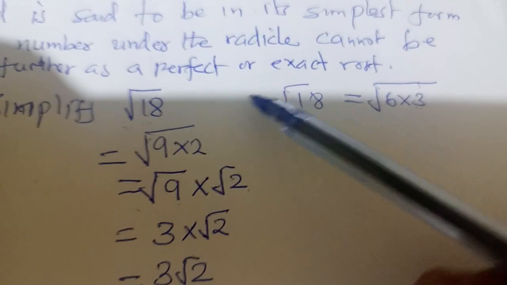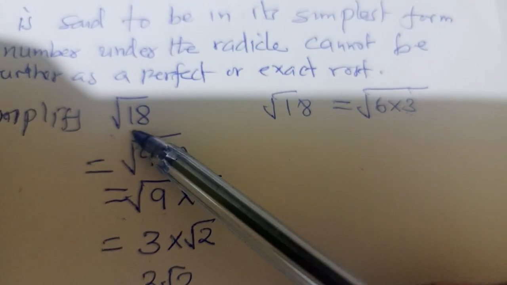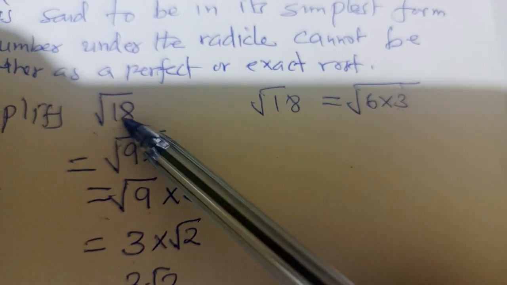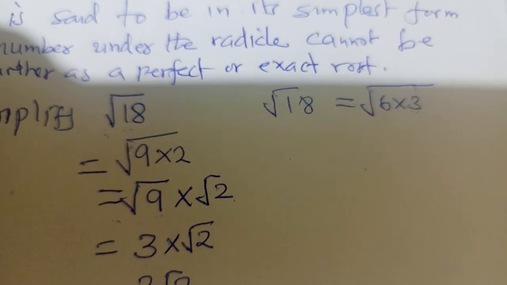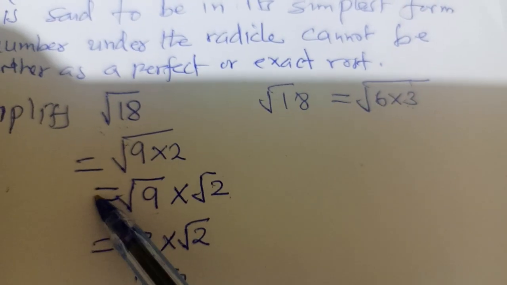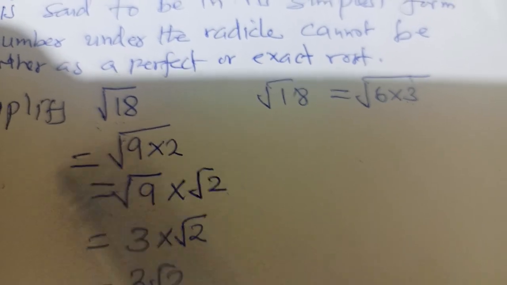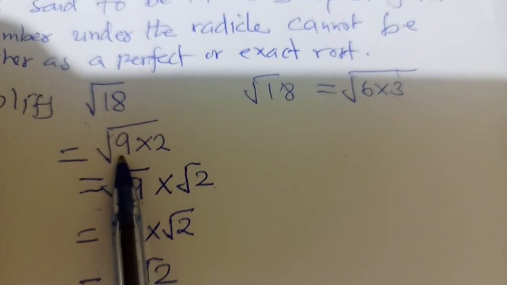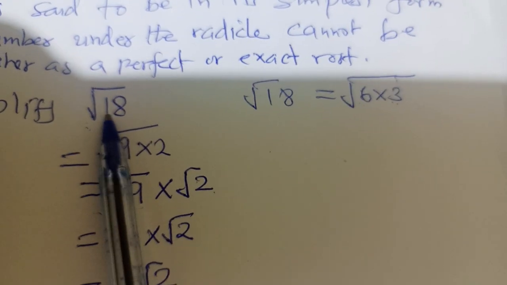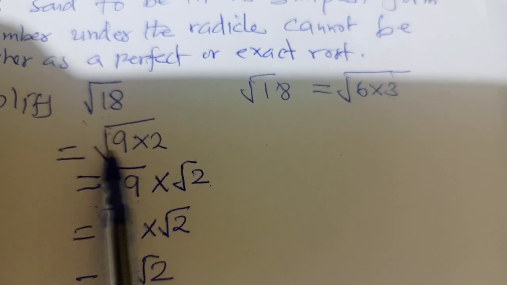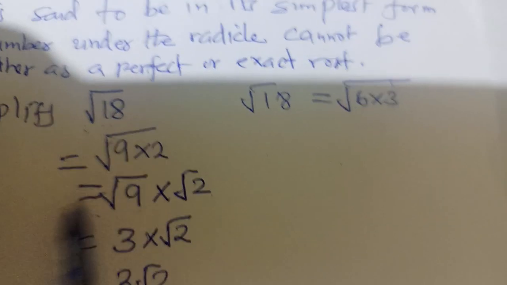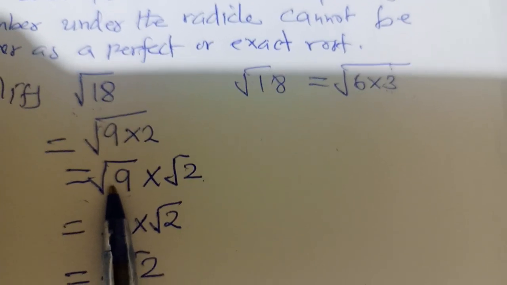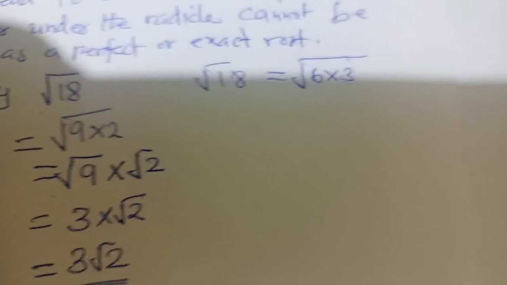So remember, what we need to do is ask ourselves, can we write the number under the radical, like in this case 18, as a product of two or more factors, one of which or two of which could be complete squares? Like in this case, if you think more, you will realize 18 is 9 by 2, and we can see 9 is a complete square whose root we can find. So we have 3 root 2.